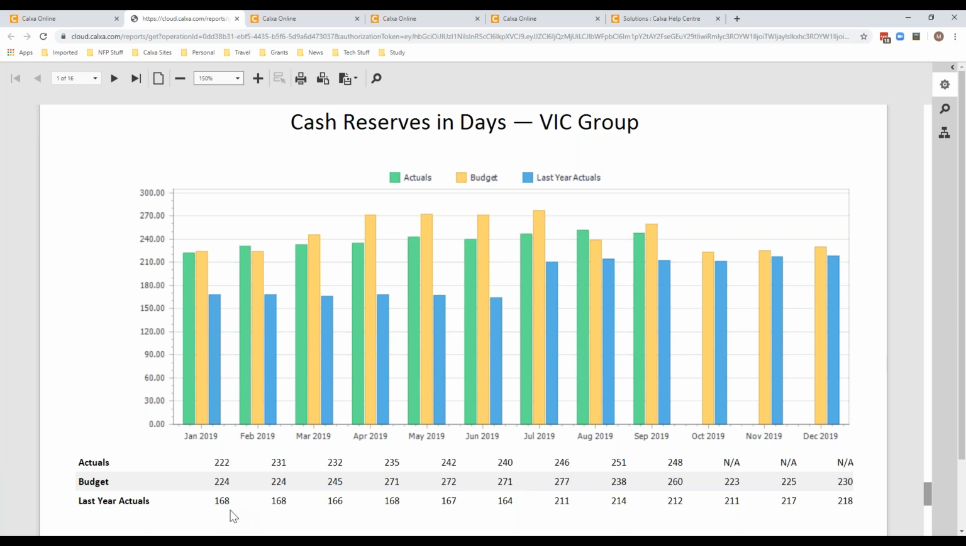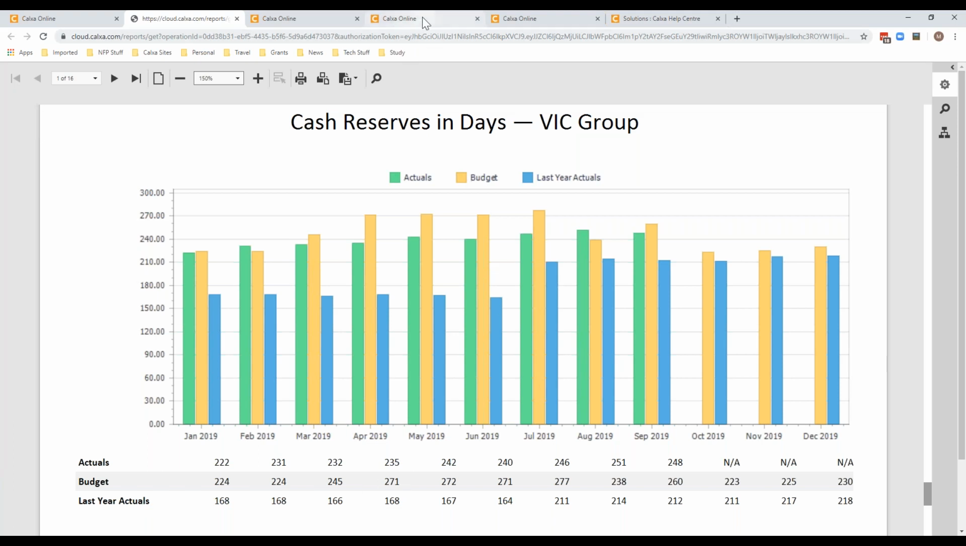And 18 months ago, it was 168 days. Generally, anything over 90 days is considered comfortable and sustainable. If it's less than 90 days, your risk increases of not being able to meet your needs. So it's giving you a good idea of how that cash balance compares to your normal expenditure.